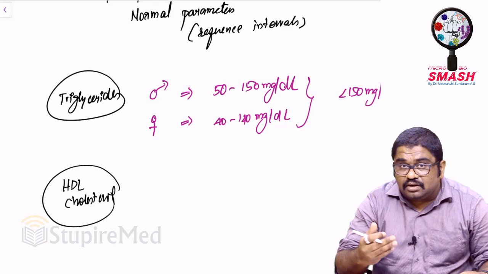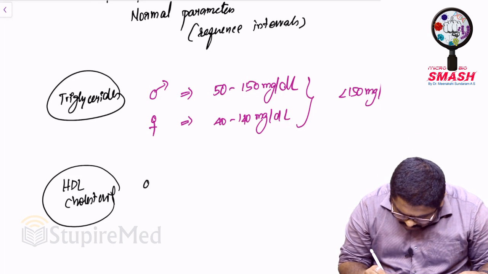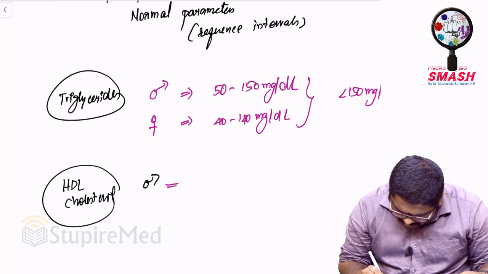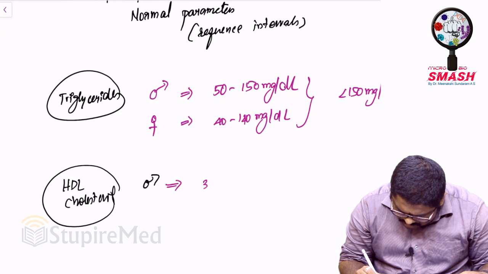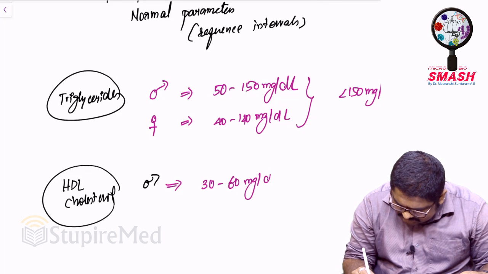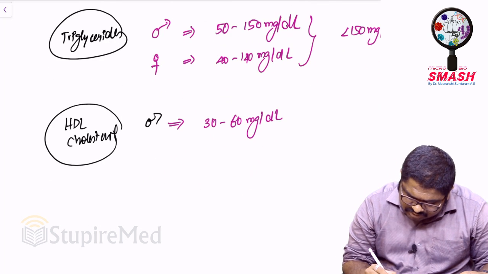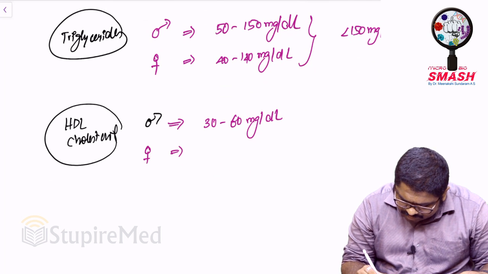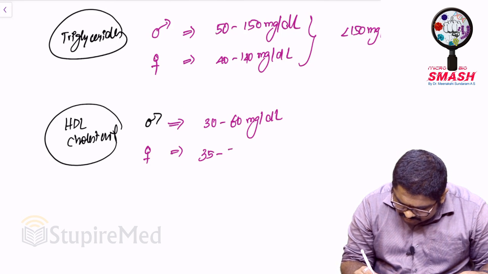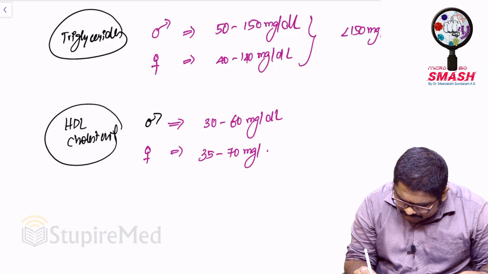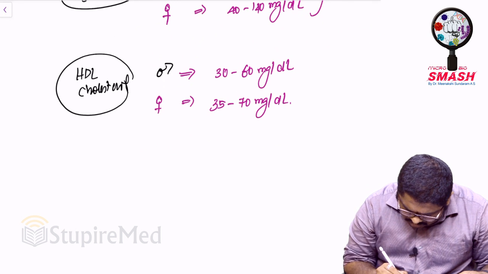Now, this should be higher the better. In case of males, the value should be 30 to 60 milligrams per deciliter, and females should be showing slightly the same range of values. It should be 35 to 70 milligrams per deciliter. What about LDL cholesterol?